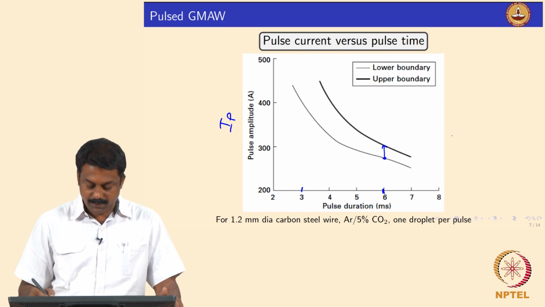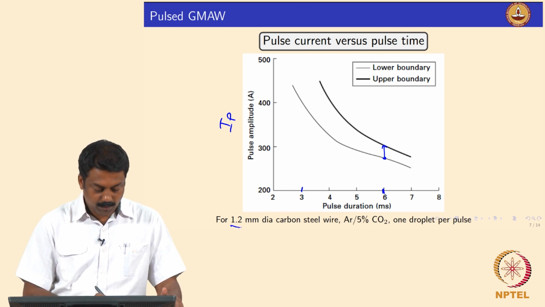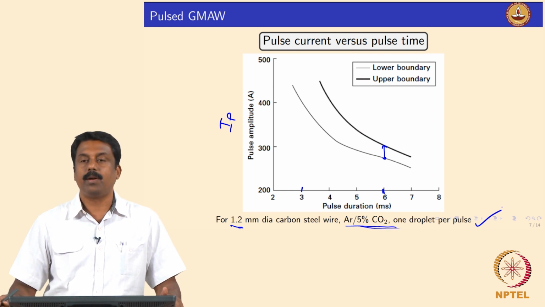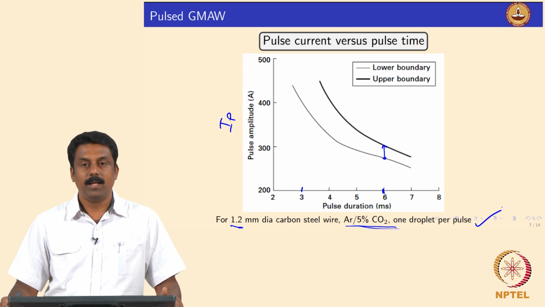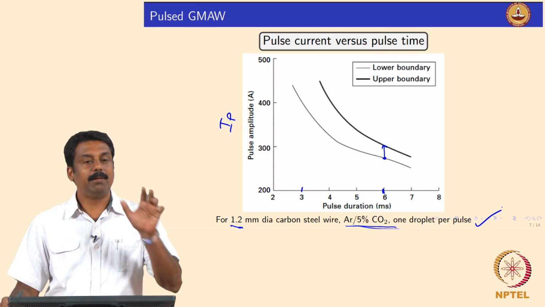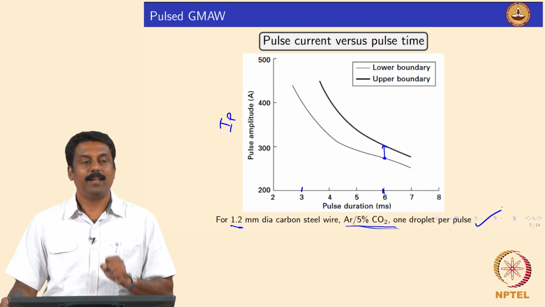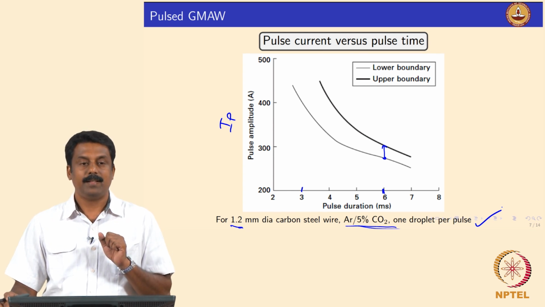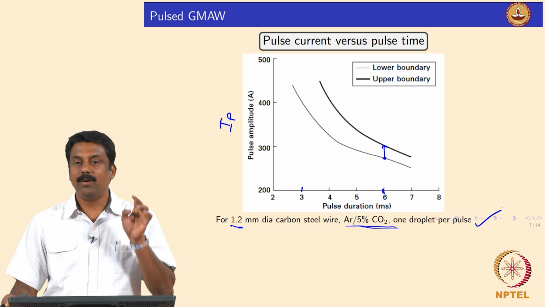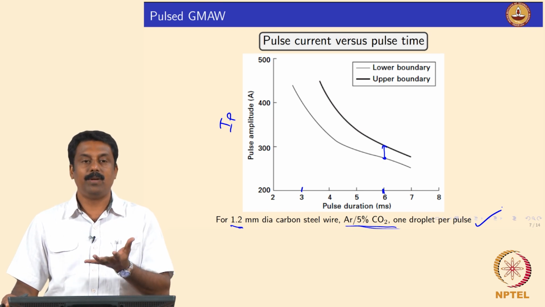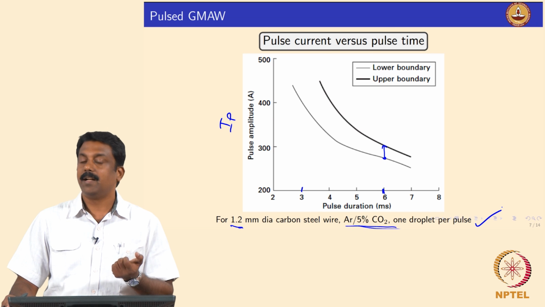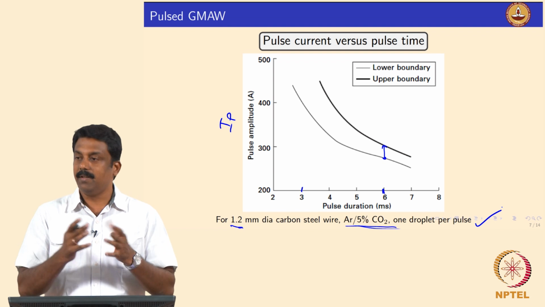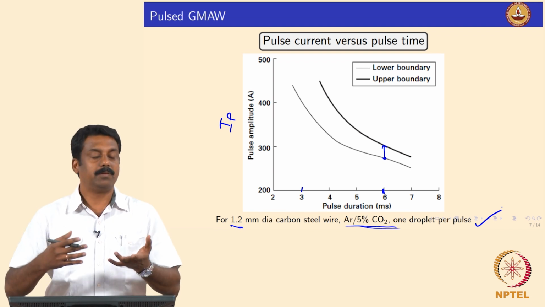For example, this graph is generated for 1.2 mm diameter carbon steel wire with argon plus 5% CO2, and then there is a condition of one droplet per pulse. And this information is there in the power source nowadays. Without the information we cannot arrive at the pulsing parameters. So, the advancement in power sources, what we talked about as microprocessor controlled power sources, these are the information we generate by carrying out fundamental experiments and then supply to the power source system.